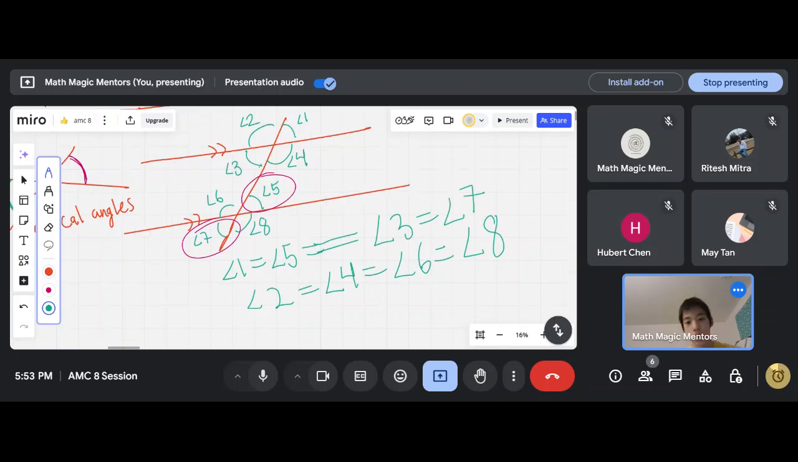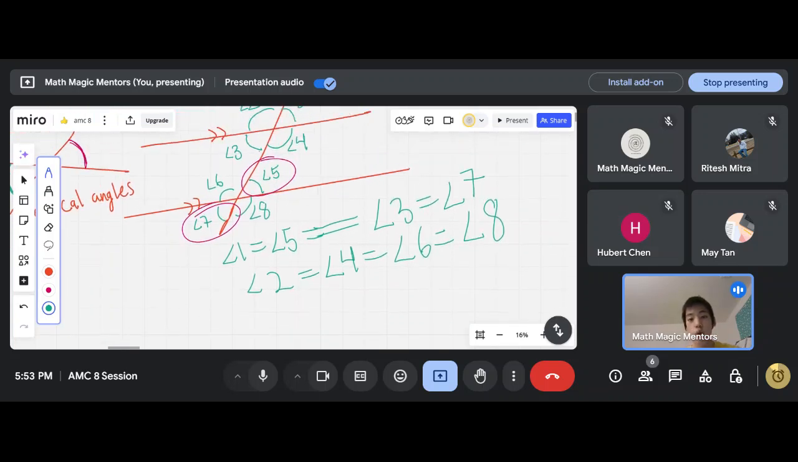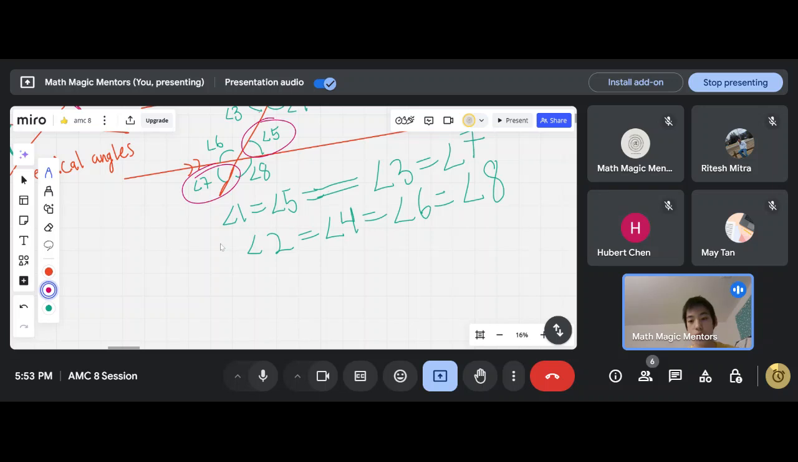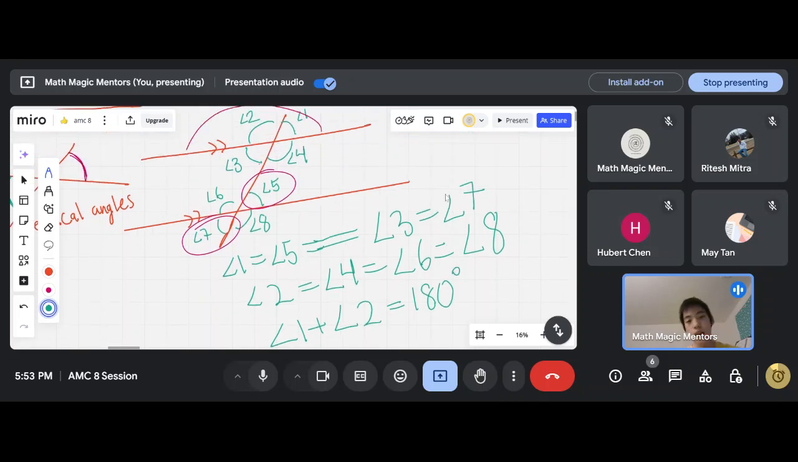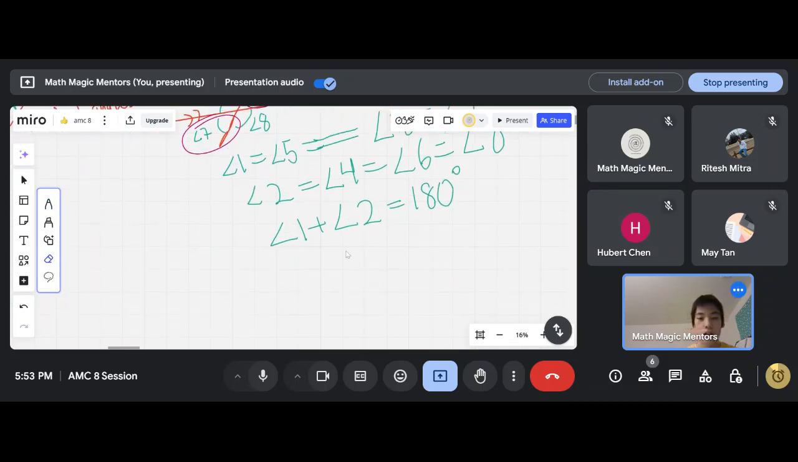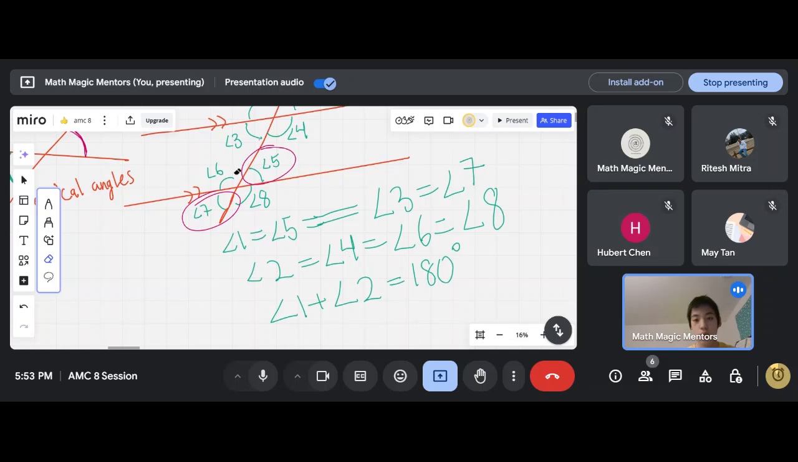Yeah, like that. And then obviously angle 1 plus angle 2, they form a straight line like that. So we're going to say angle 1 plus angle 2 is equal to 180 degrees because they effectively form a straight line. And you can basically do the same thing for the other angles. Any two angles that form a straight line can be added up to 180 degrees.